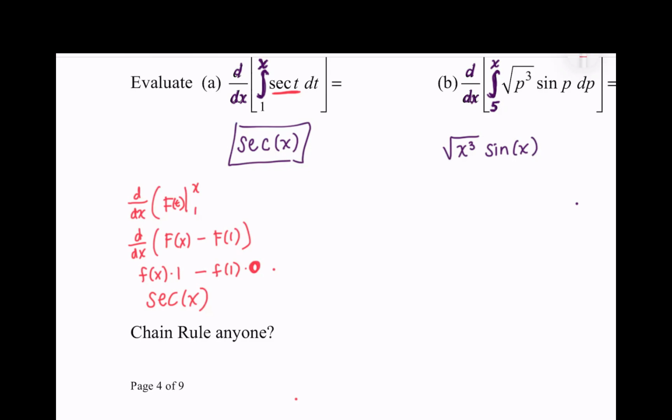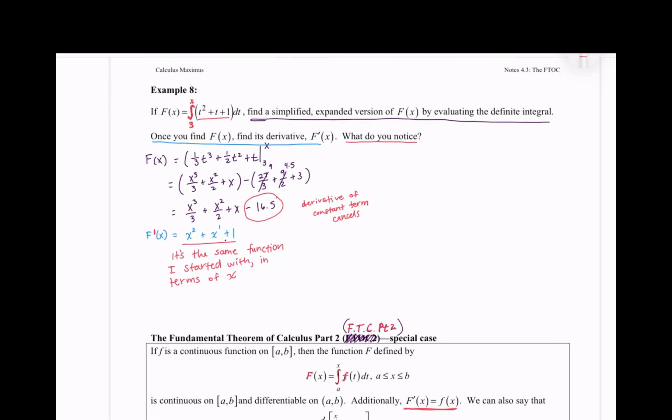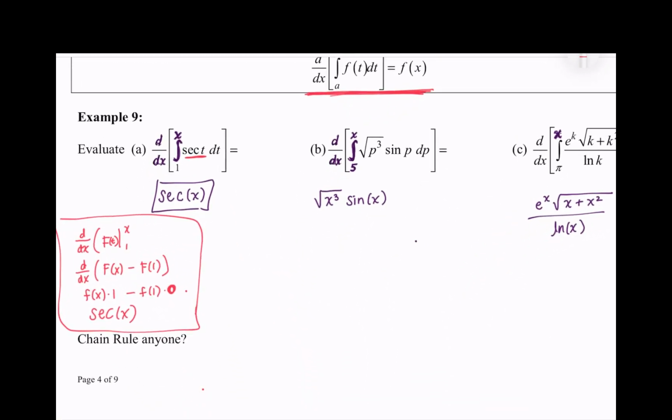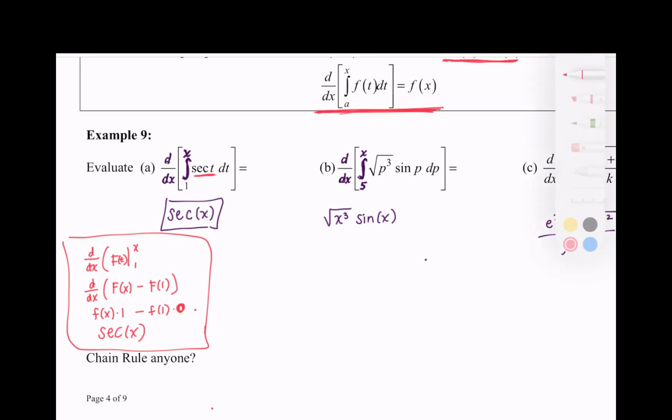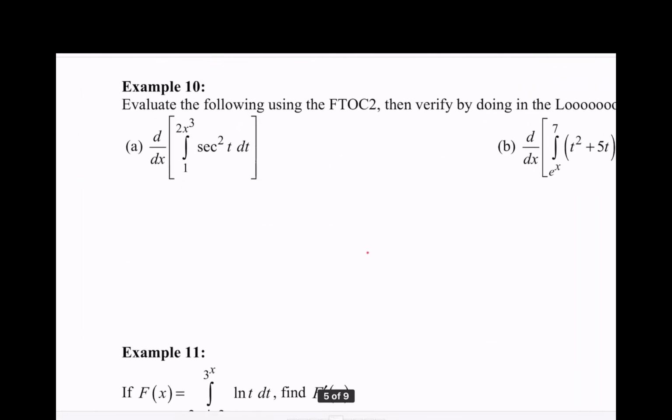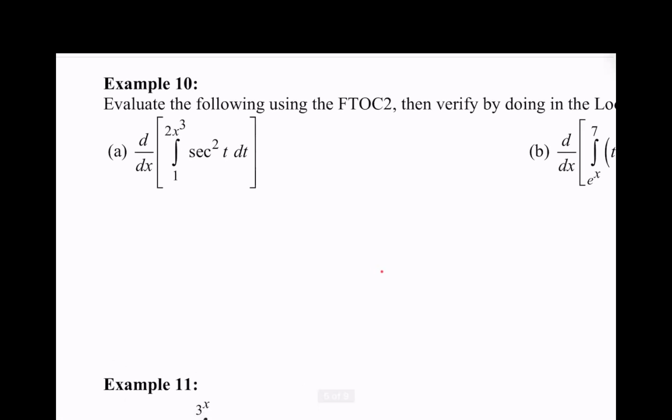So this is kind of like the long way of doing the fundamental theorem of calculus part 2, just like we did in example 8. Secretly, we've been using the chain rule the whole time. So I hope it's not too confusing when we go to these other problems and do that as well. Okay, so let's give them a try.